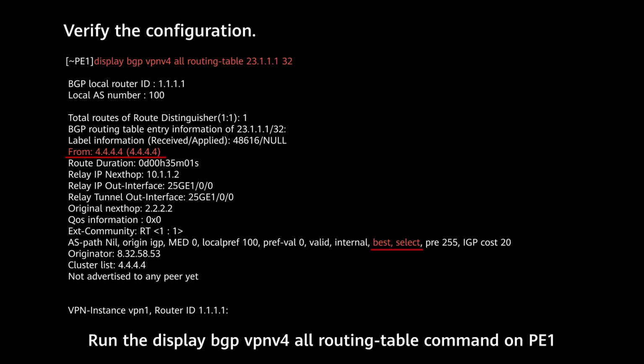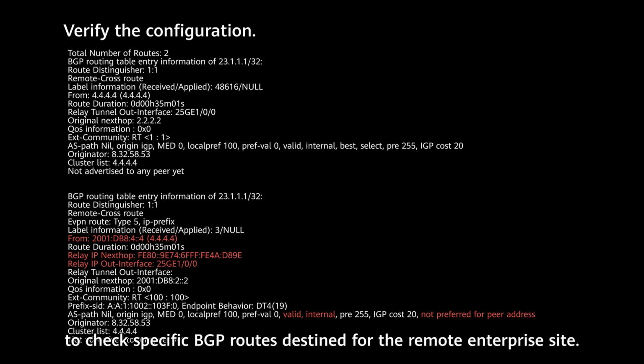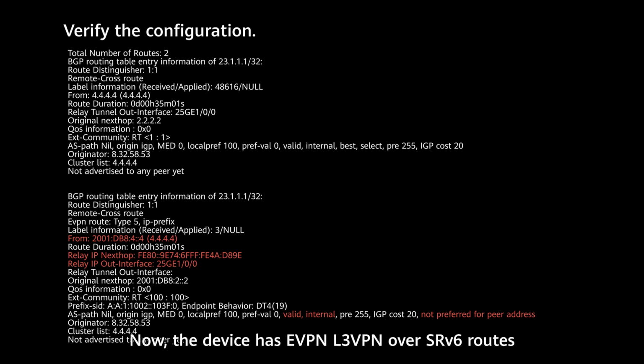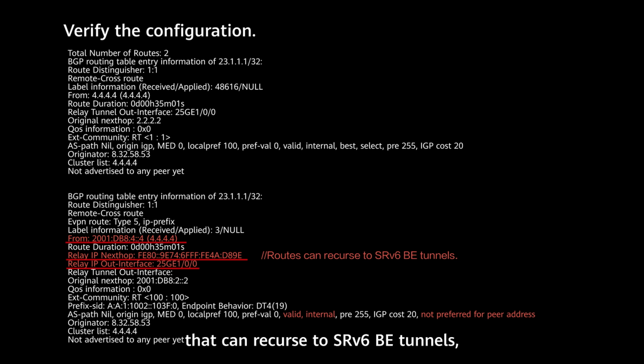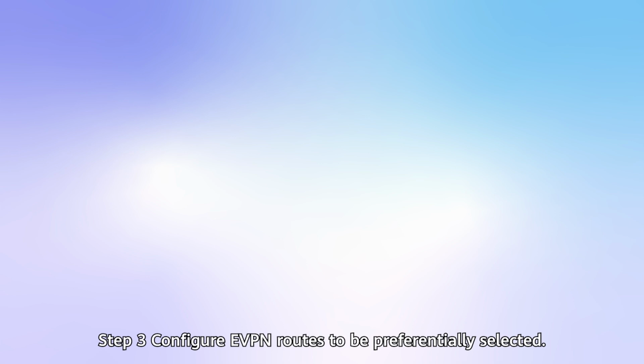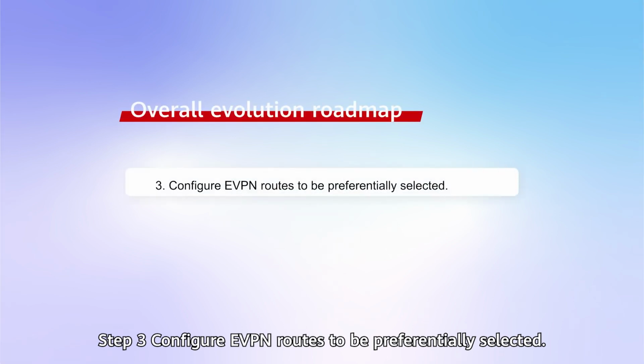Run the display BGP VPN v4 all routing table command on P1 to check specific BGP routes destined for the remote enterprise site. Now, the device has EVPN L3VPN over SRv6 routes that can recurse to SRv6 BE tunnels, but these routes are not preferentially selected. Step 3. Configure EVPN routes to be preferentially selected.